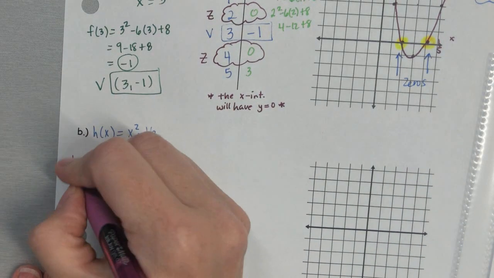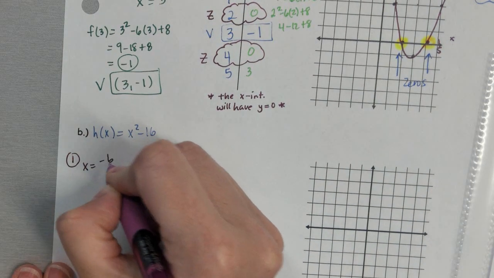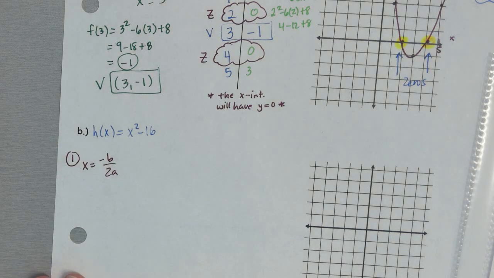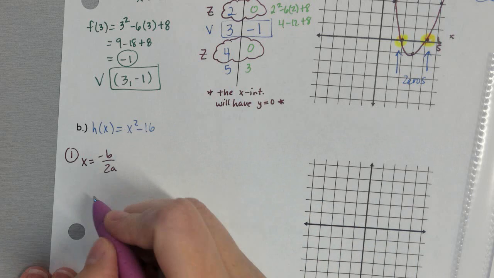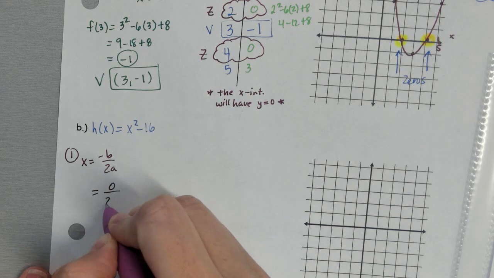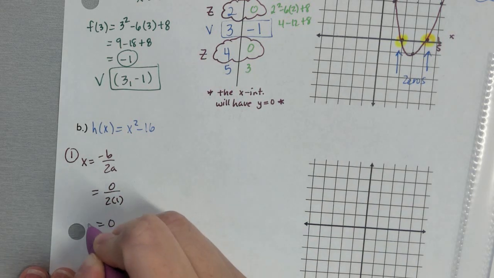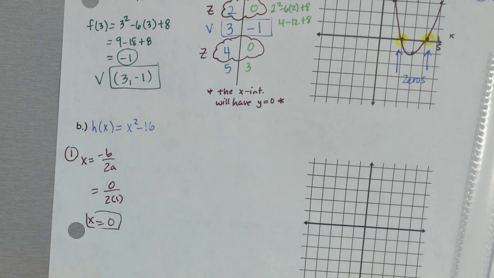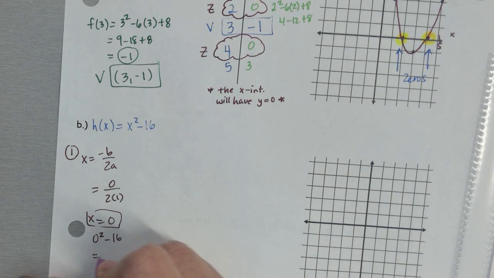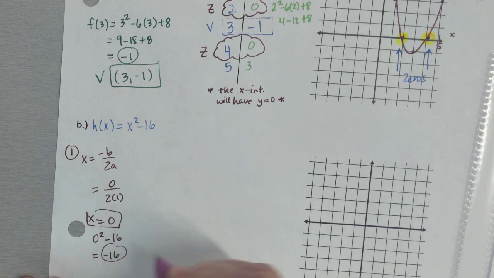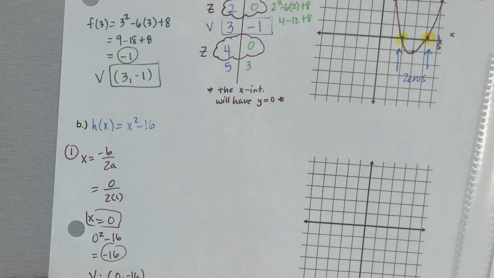Step 1, opposite of b over 2a. Now this does not have an x term, which means our b value is what? 0. So 0 over 2 times 1 is going to be 0. And then I need to plug it in. 0 squared minus 16 is negative 16. So our vertex is 0, negative 16.